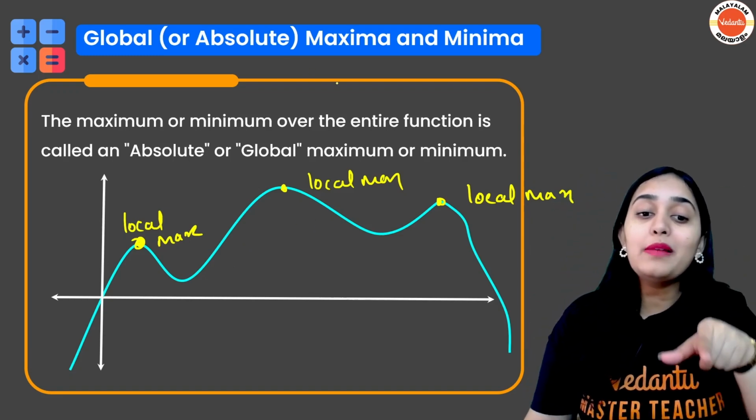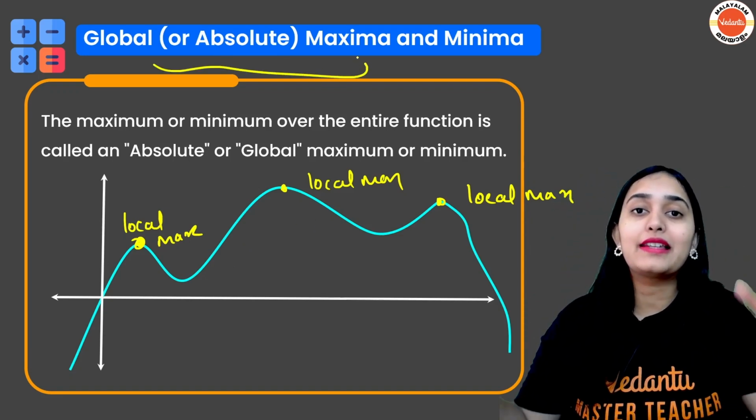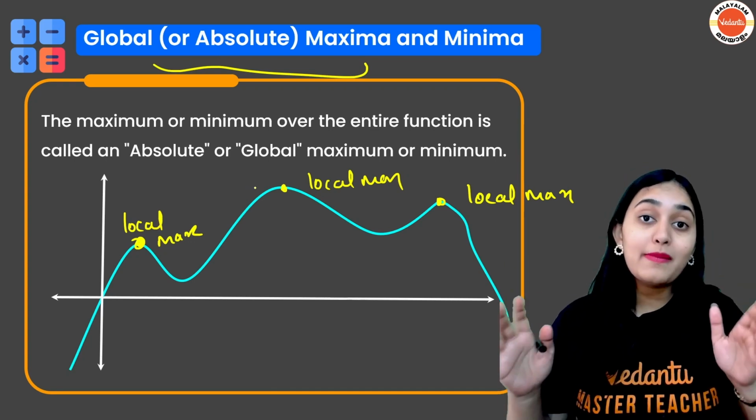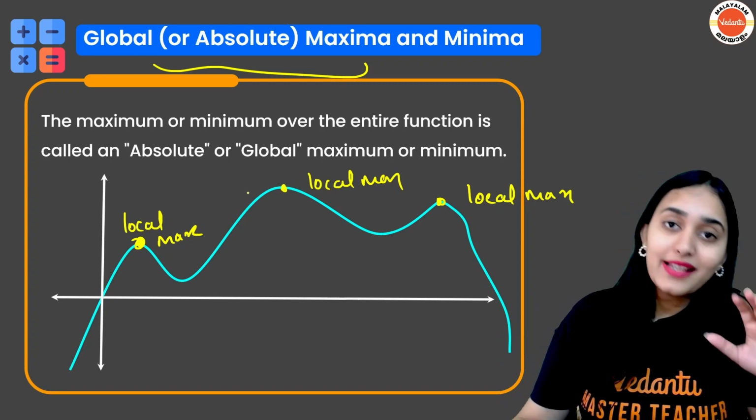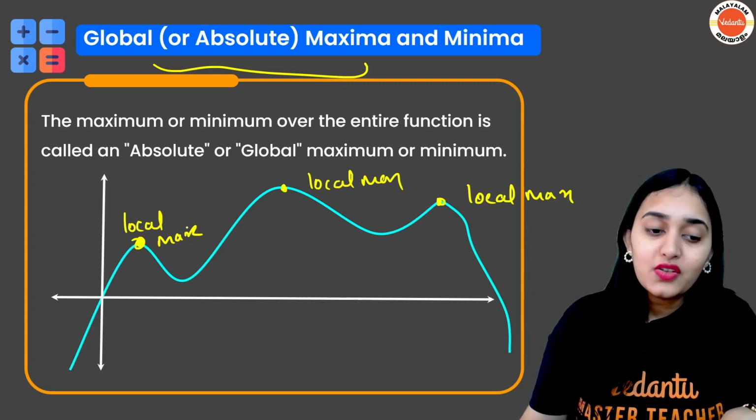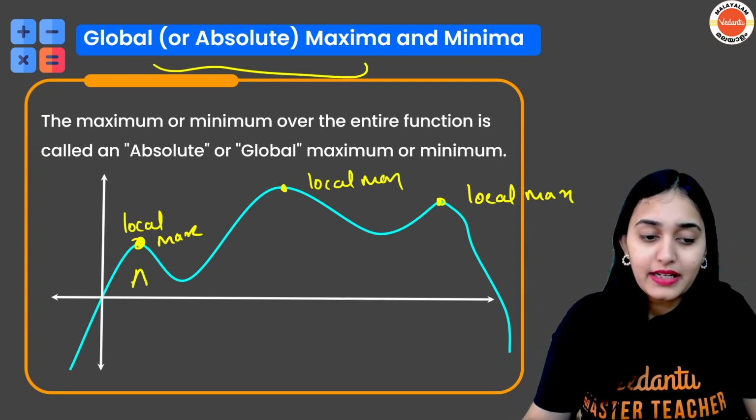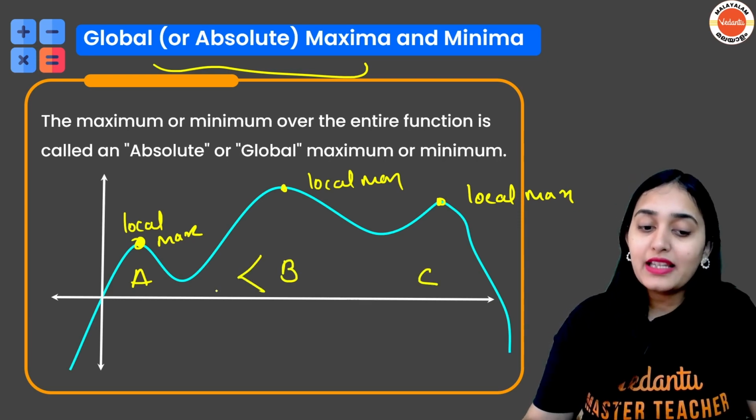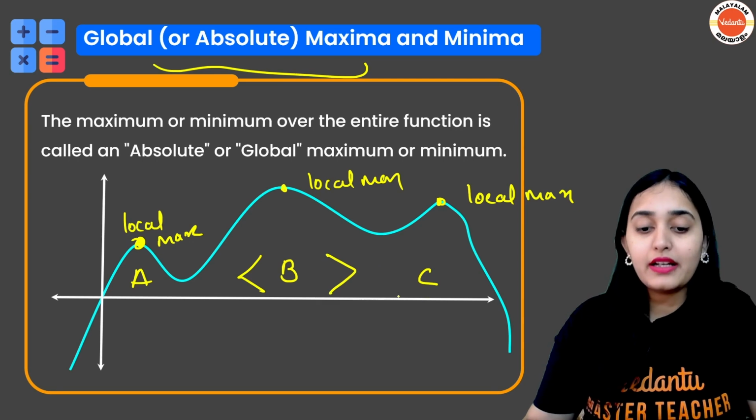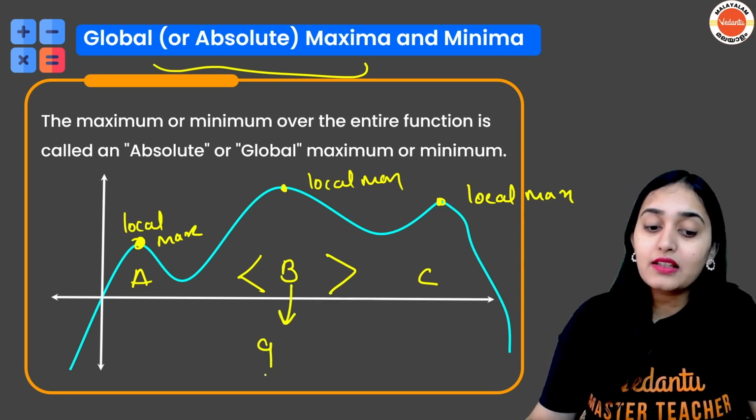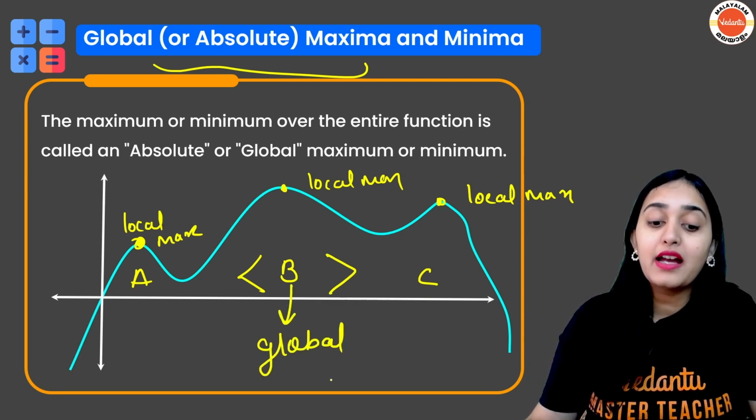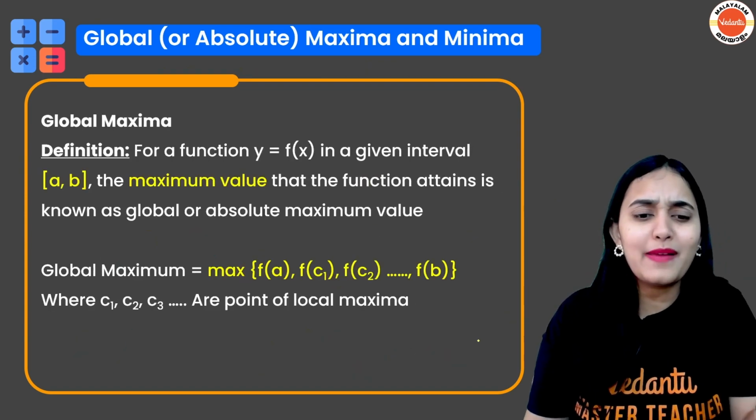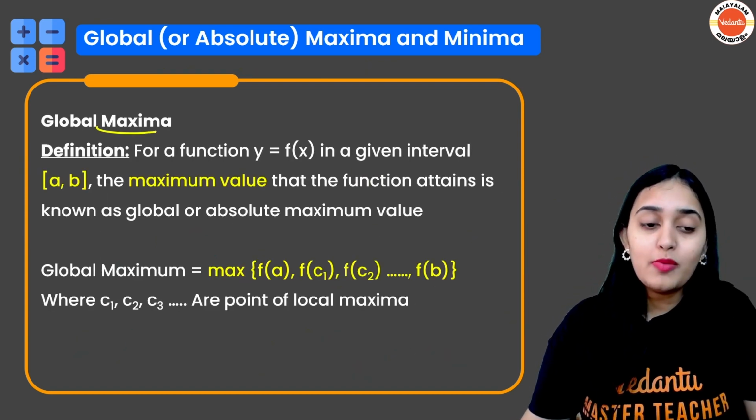Now, what is global maxima? Global maxima is like the state topper. Local maxima is the class topper, but global maxima is the state topper. Now, who is the state topper in the KEAM exam? So, if you observe point A, point B, point C, point B is greater than point A and it is also greater than point C. That means this is global maxima. It is the maxima of all of them. So, that is global maxima. Simple concept.